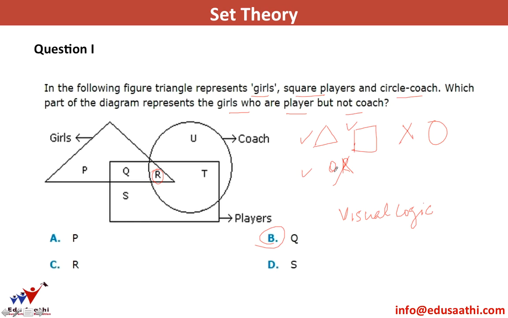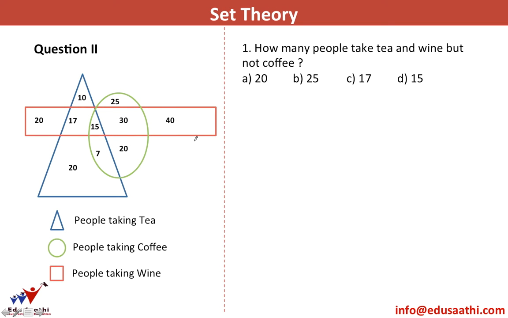We'll try more questions on this. Question number 2. Now, triangle represents people taking tea, a circle represents people taking coffee, and this rectangle represents people taking wine. How many people take tea and wine but not coffee? So I need a triangle. The number should be inside a triangle, and wine, so the number should also be inside the rectangle, but not coffee. So the number should not be inside the circle.